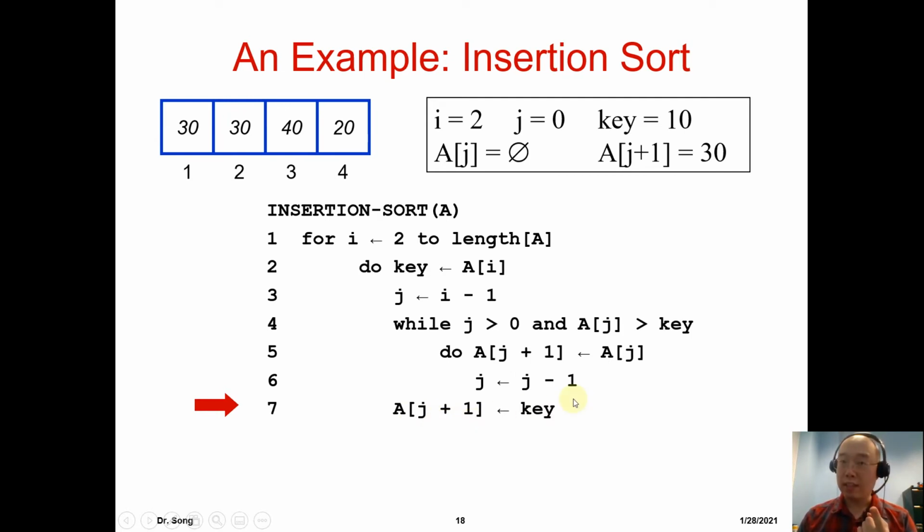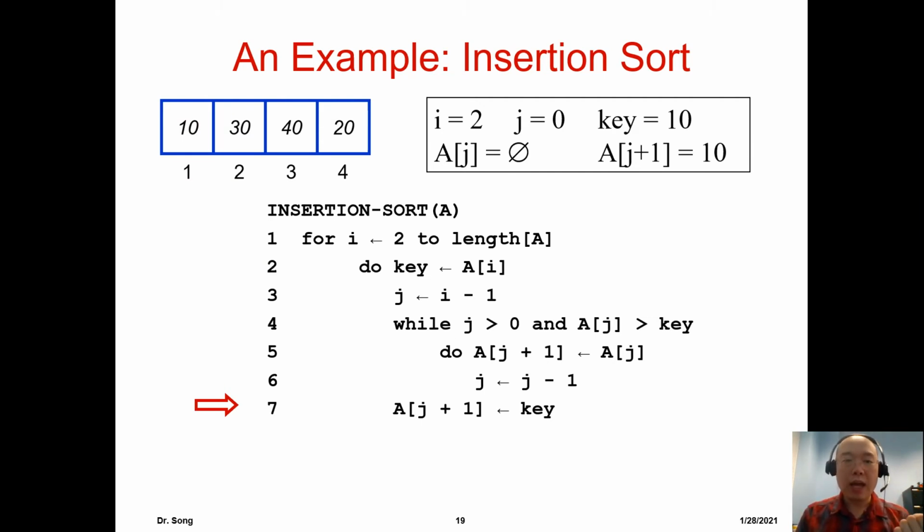So what is the key? The key is the value we are trying to insert into the sorted portion. That was 10, right? And we are assigning the 10 to A[j+1], and j+1 is this part, index 1. So eventually we have 10 and 30. We swap 10 and 30 so that the new value 10 is put in the right place.